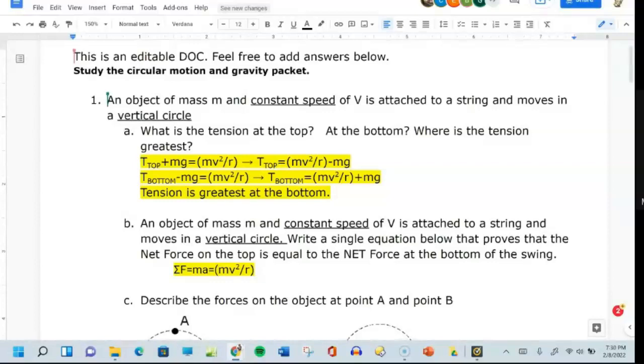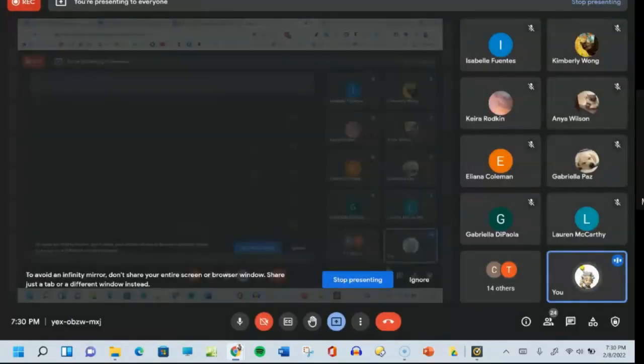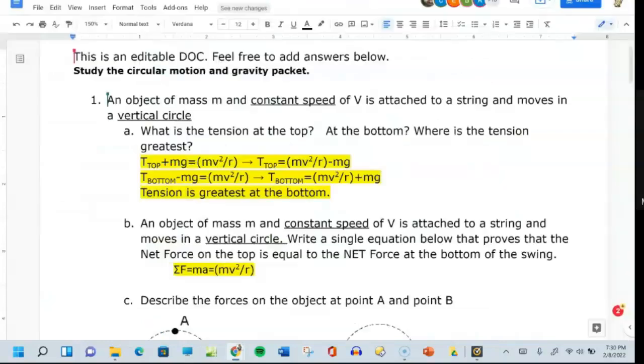Subtract mg from both sides, and you find that the tension at the top is the least, because some of the centripetal force is provided by the weight, so you don't need much of a tension to maintain a particular velocity. So there you go. So the tension is greatest at the bottom.